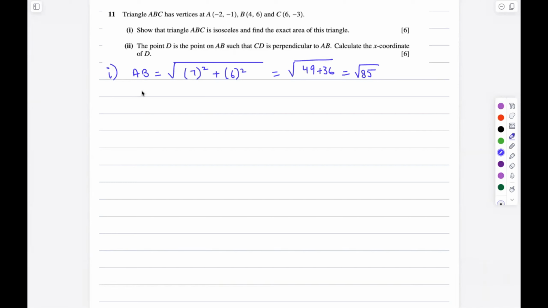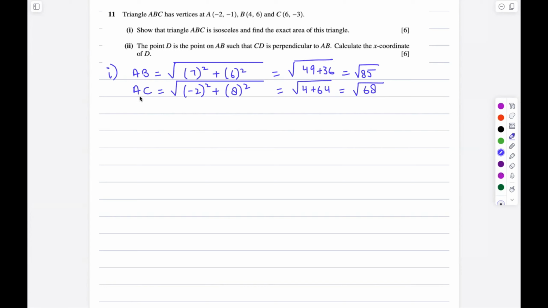Now finding the length of AC. AC will be equal to the square root of (-3 minus -1) squared, so that will become -3 plus 1, which is -2 squared, plus (x2 minus x1), which is 6 minus -2, so that will become 8 squared. So 64 plus 4, that will become the square root of 68.